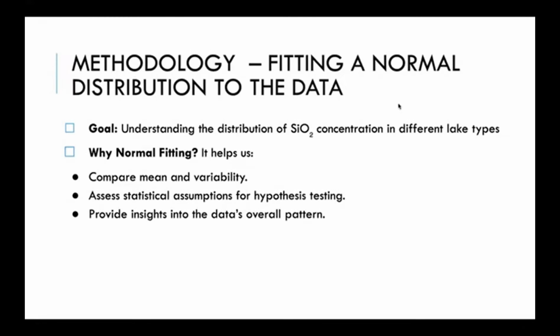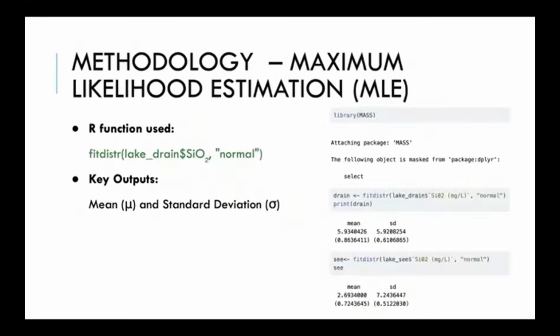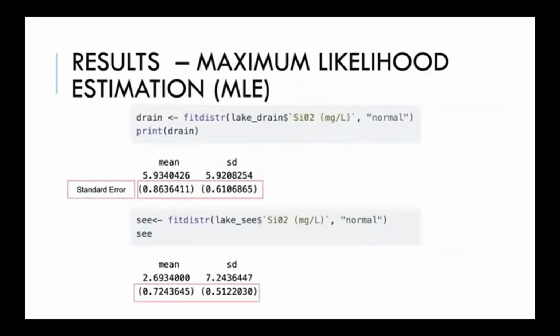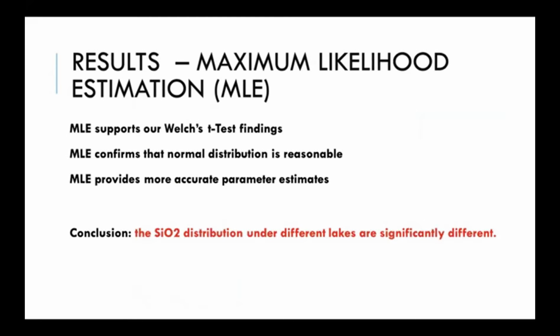So far, by using the bootstrap and the t-test, we have analyzed the difference in silicon dioxide between lakes. Now we're going to use the MLE to find the best fitting normal distribution for each lake type. And here's the R code that we use. And here's the output. We can see that the mean estimators for these two distributions are different. And because of the relatively small standard error, we can see that the estimators are pretty precise. So basically, the MLE supports our earlier findings, and we can conclude that the silicon dioxide distributions under different lakes are significantly different.